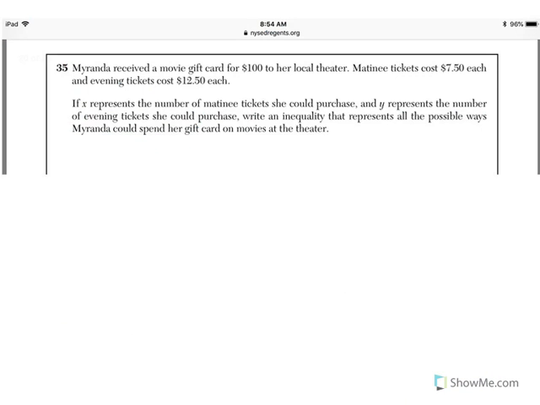35. Miranda received a movie gift card for $100 to her local theater. The matinee tickets cost $7.50 each. Evening tickets cost $12.50 each. If X represents the number of matinee tickets that she could purchase, and Y represents the number of evening tickets that she could purchase, write an inequality that represents all the possible ways that Miranda could spend her gift card on movies at the theater. So, we don't need a let statement because they already told us what X represents and what Y represents. So that saves us some time.